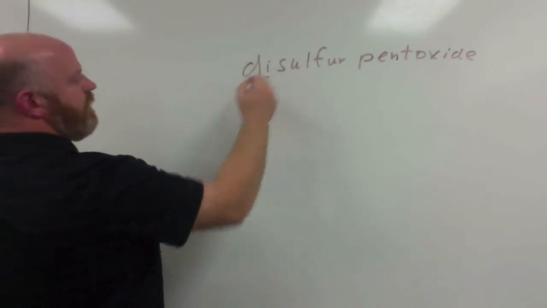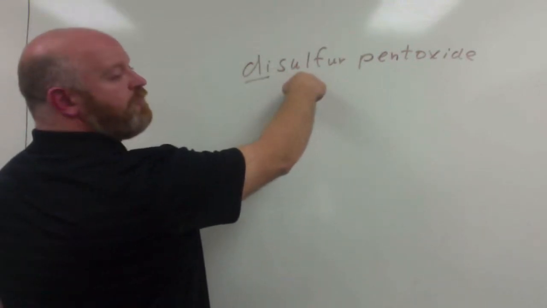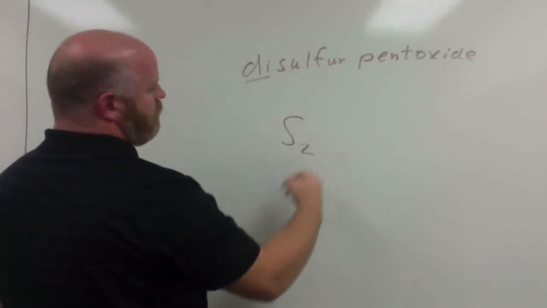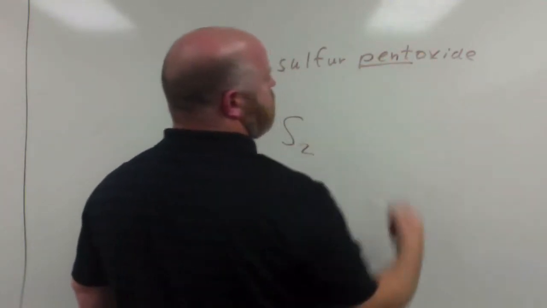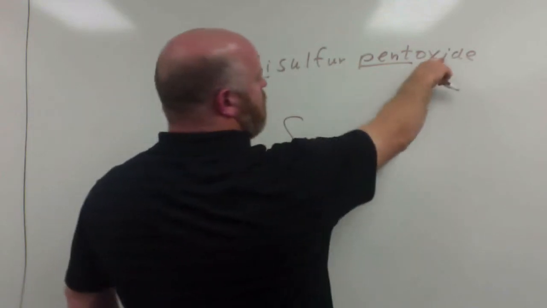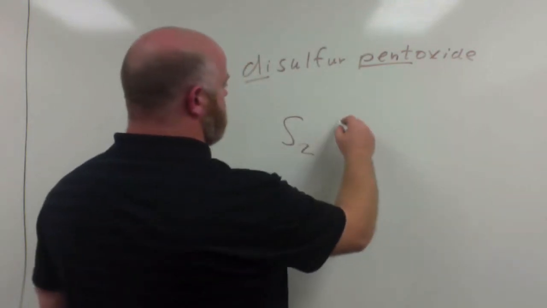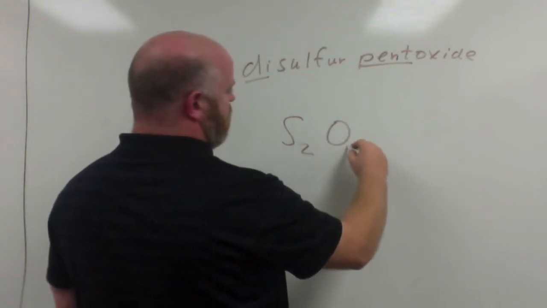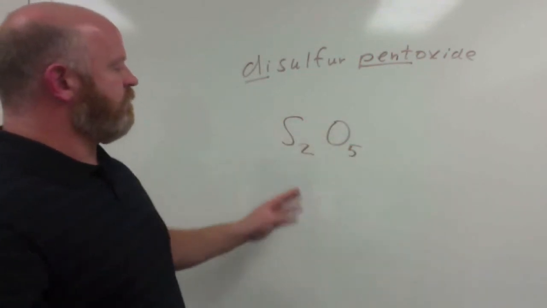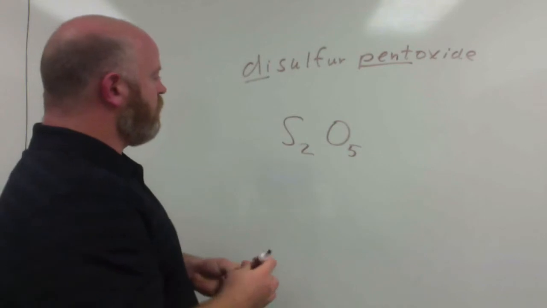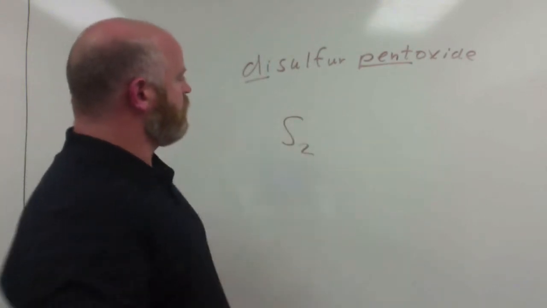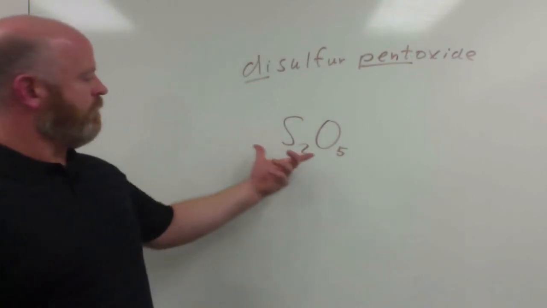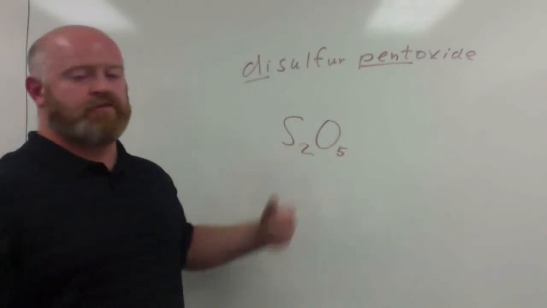The di here tells us we have 2. Sulfur's symbol is a capital S, so disulfur would be S2. The pent tells us we have 5. The symbol for oxygen is a capital O, so we have S2, and pent tells us 5. So we have S2O5 would be our formula. Okay, there is no space between these. I don't want you to think that there is. So written all as one grouping, S2O5.